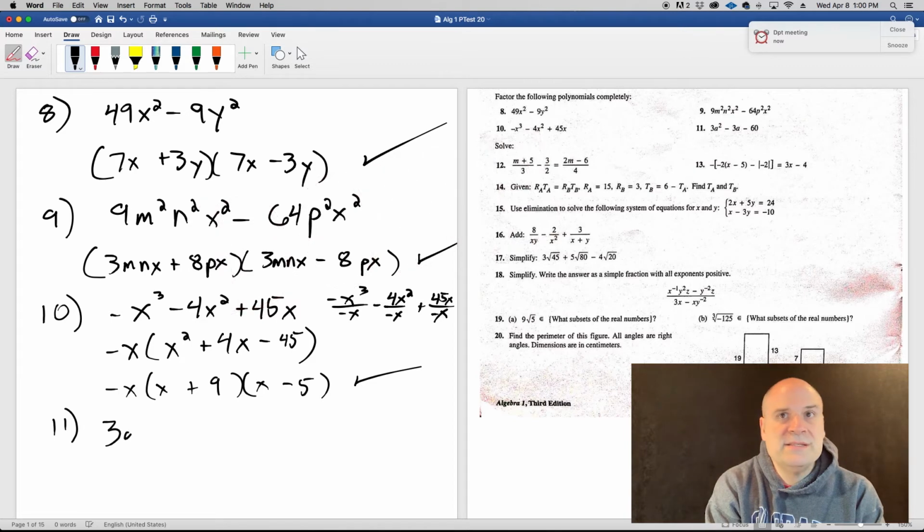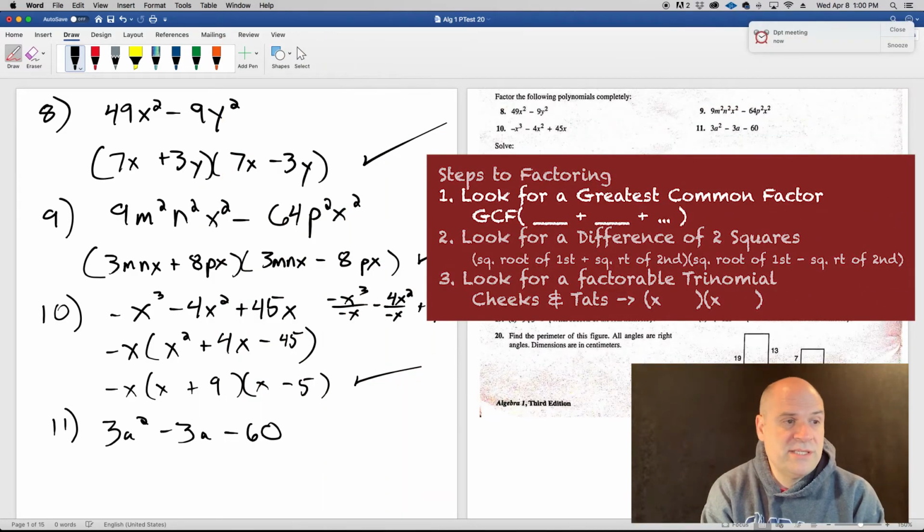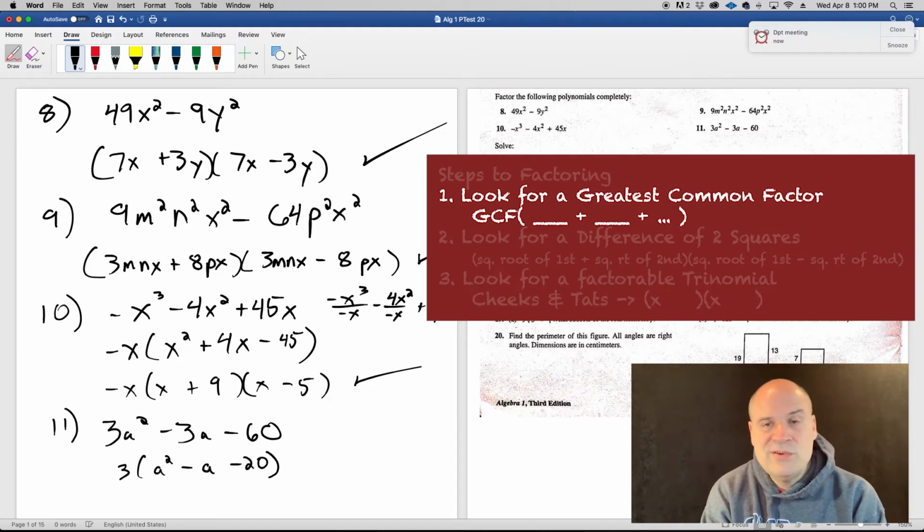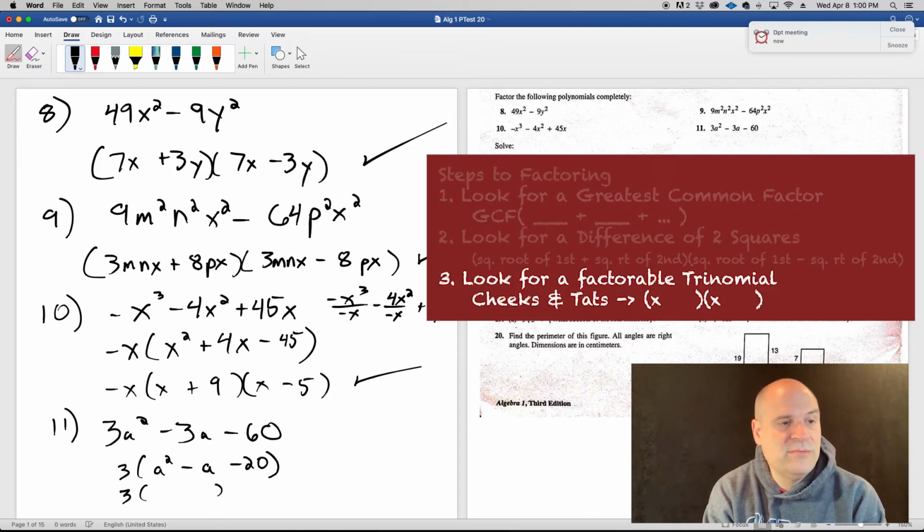All right, last one to factor is 3a squared minus 3a minus 60. Okay, first step to factoring. Take out a GCF, take out a greatest common factor. 3 goes into all of them. A squared minus a minus 20. There's no difference of 2 squares, so it's a factorable trinomial.